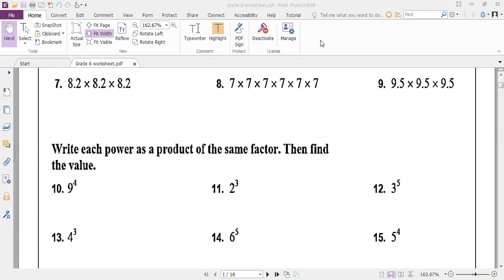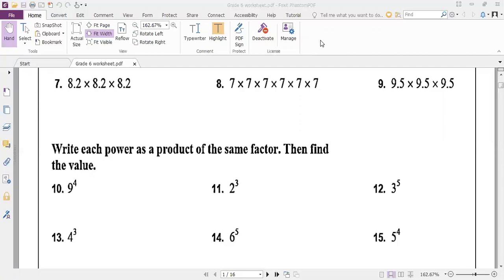Excellent, Muhammad. The next, 3 power 5. It means the 3 multiplied by itself 5 times, right? Yeah. Excellent, Muhammad. After that, 4 power 3, 4 cubed. It means this number multiplied by itself how many times, Muhammad? 3 times. 3 times, excellent. So I will write 4 power 3, excellent, Muhammad. 4 by 4 by 4, 3 times.